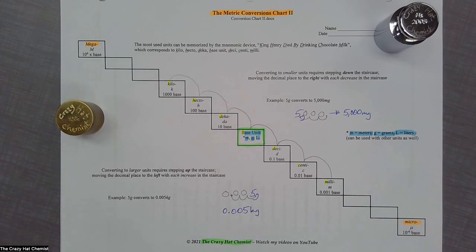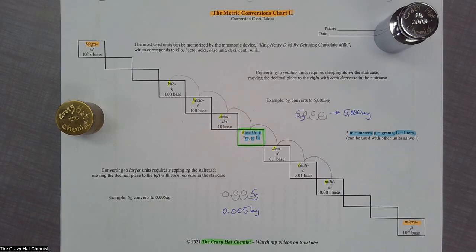This is so much easier than doing a conversion between inches and feet, because that conversion is not a base unit of 10. The beautiful thing about the metric system is that it is a base unit of 10, and that is the beautiful thing. So what we're going to be doing is using this chart right here. We're going to be going down the stairs, moving the decimal to the right, and up the stairs, moving the decimal to the left. It's really simple as long as you have this.